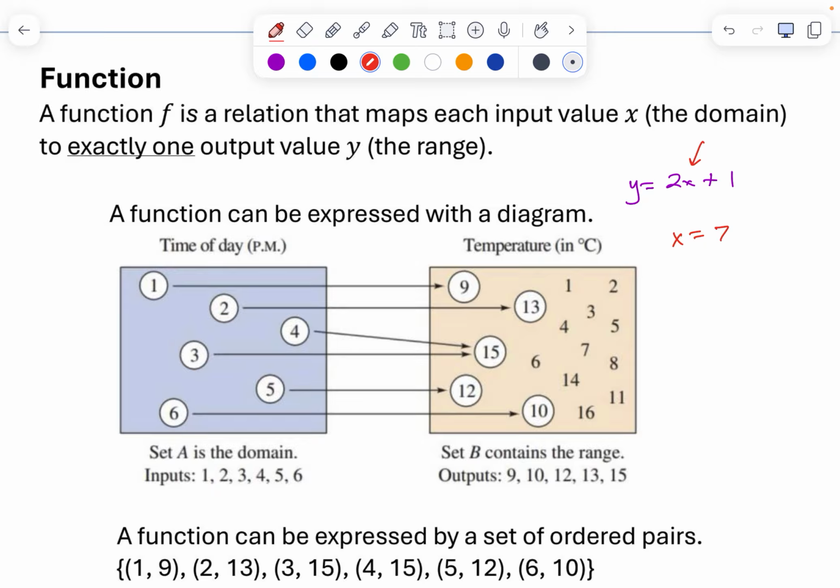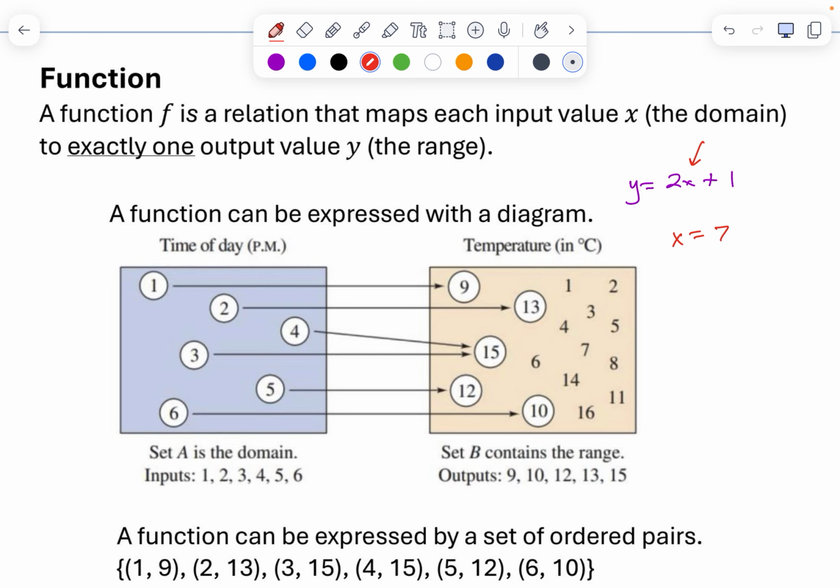that it doesn't matter when or where or how many times. If we put 7 in for x, you're going to get 15 back out for y every single time. It's not going to change. If it does change, it's not a function. But since this is consistently going to give the exact same output, this is a function. This is a linear function.